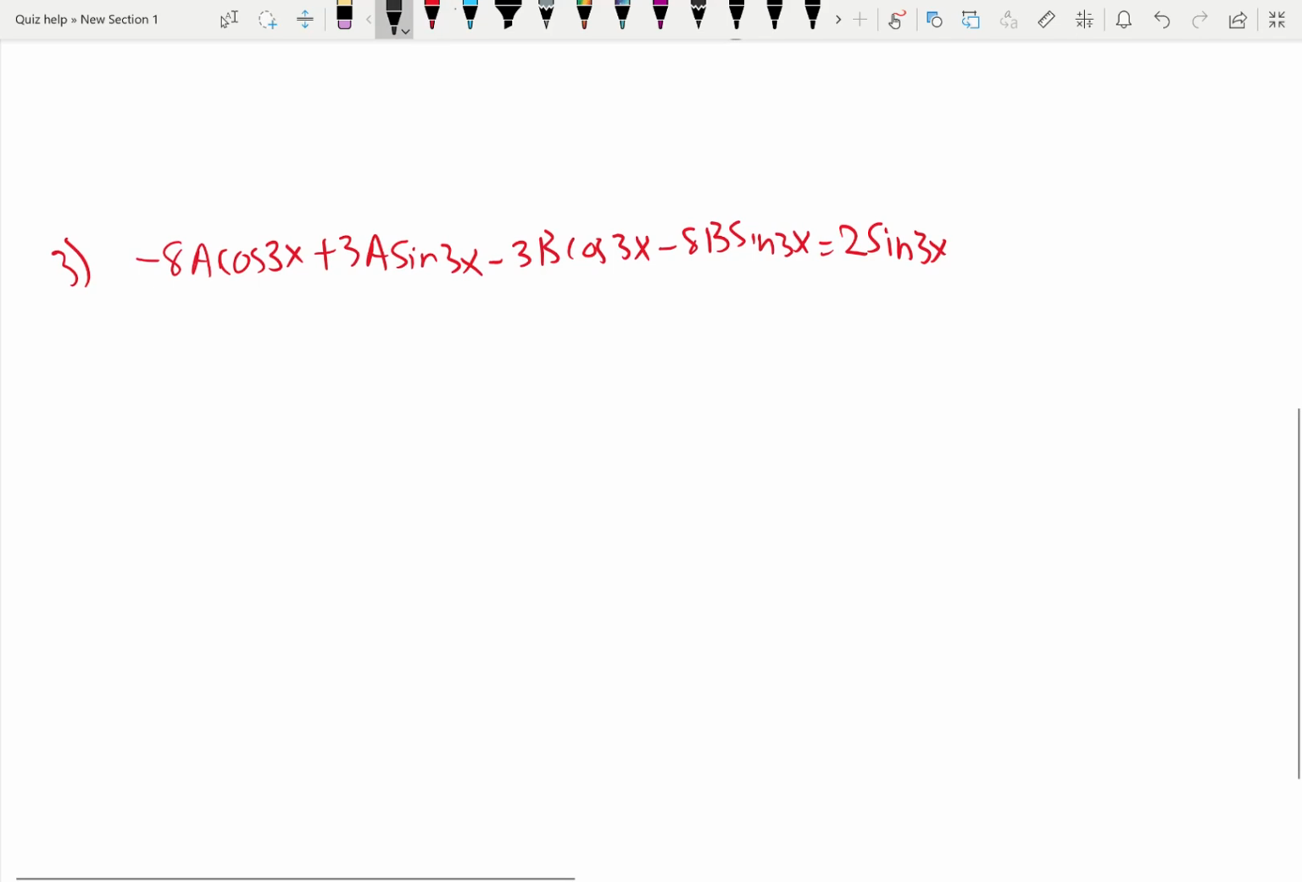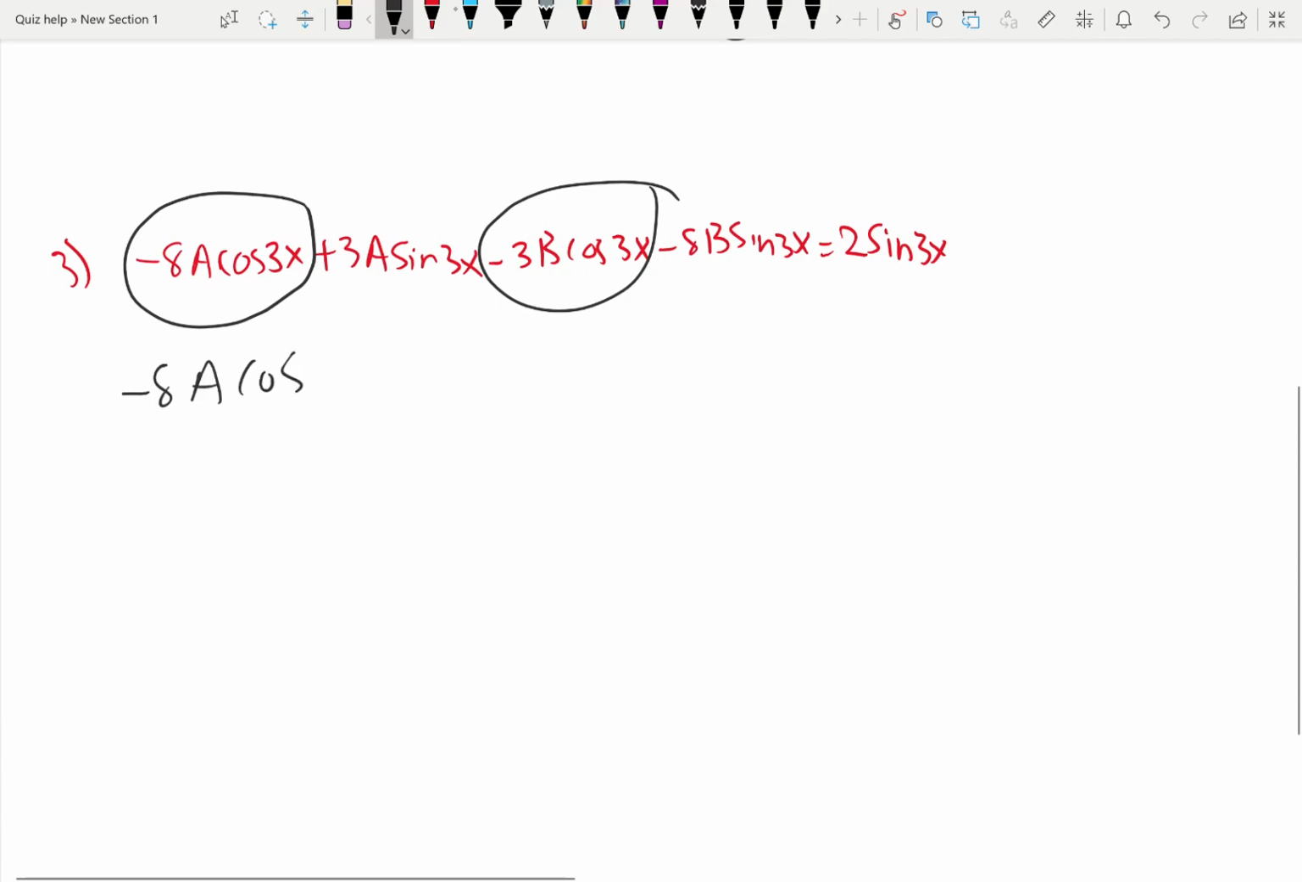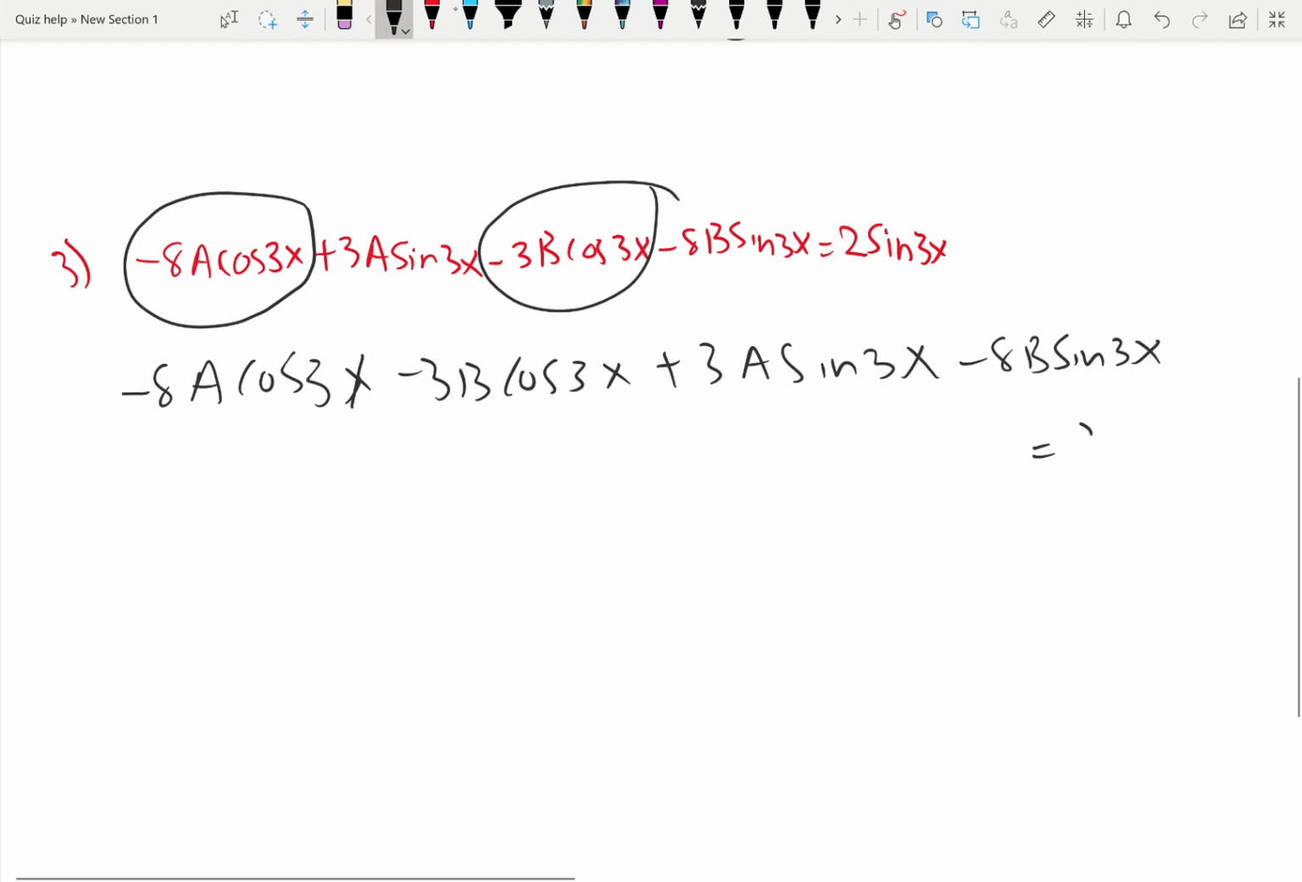Now here we have cosine and sine. So let's group sine together, cosine together. So where do we have sine, cosine? So let's start with cosine. So this is a cosine term, this is a cosine term. So let's write them together. Negative a cosine 3x minus negative 3b cosine 3x. And let's write the sine terms together. So 3a sine 3x minus 8b sine 3x is equal to 2 sine 3x.